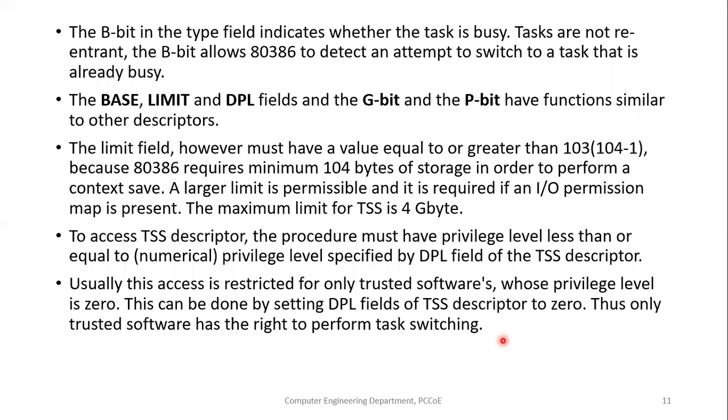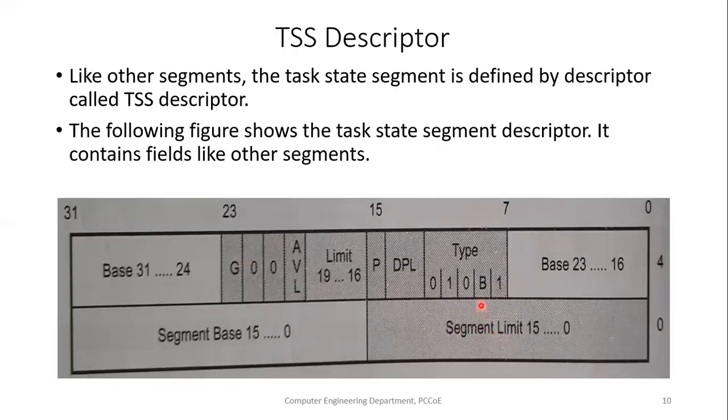So let's see the further points. The B bit in the type field indicates whether the task is busy. This B bit will indicate whether the task assigned to the processor is currently busy or not. So this bit will indicate that.